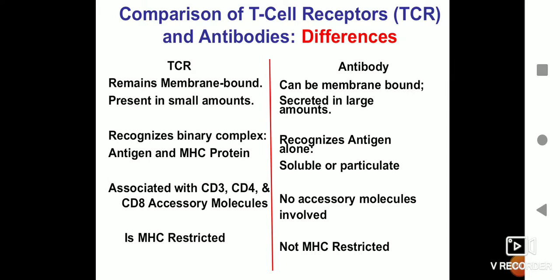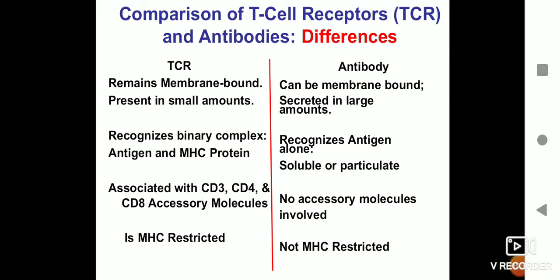The differences between TCR and BCR are listed here. One of the major differences between TCR and BCR is that TCR is always membrane bound and present in very small amount, whereas BCRs can be either membrane bound or secreted in a very large amount, which we call antibodies, which are secreted in response to an immune antigen recognition.